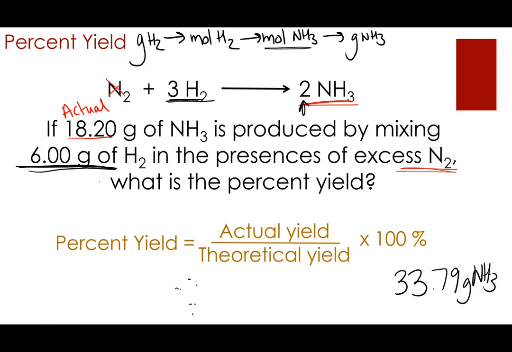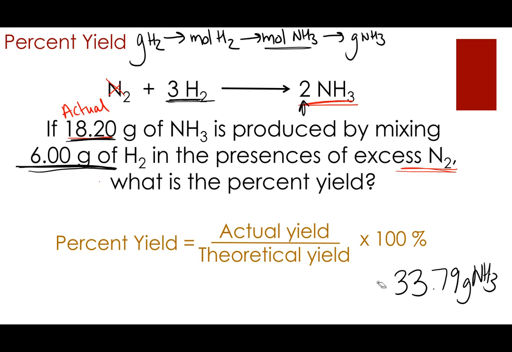All right, so I started with 6 grams of hydrogen and I calculated the theoretical yield. So in theory, if I did this reaction in a perfect world, not one single molecule was lost, I should be able to get 33.79 grams out of this reaction. But when I did the reaction, I only got 18.2 grams. So let's see how efficient we were.